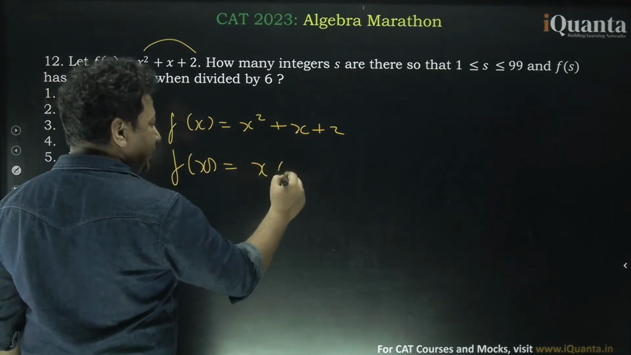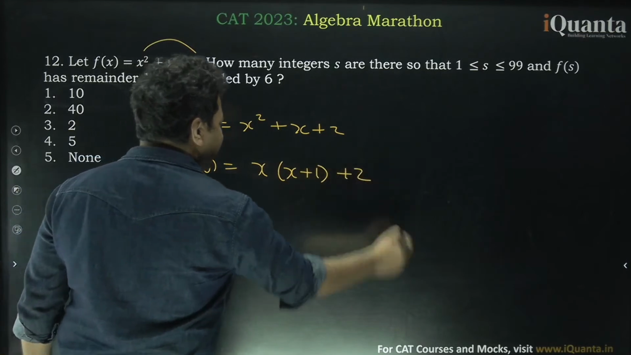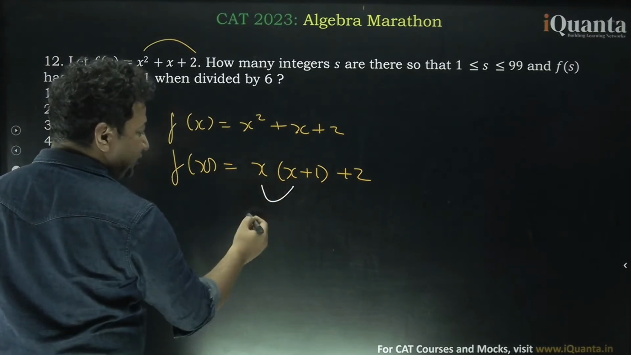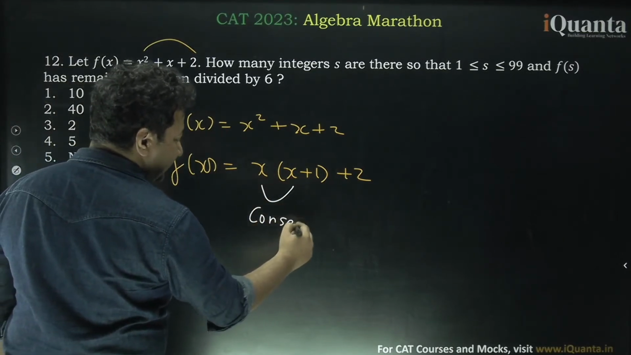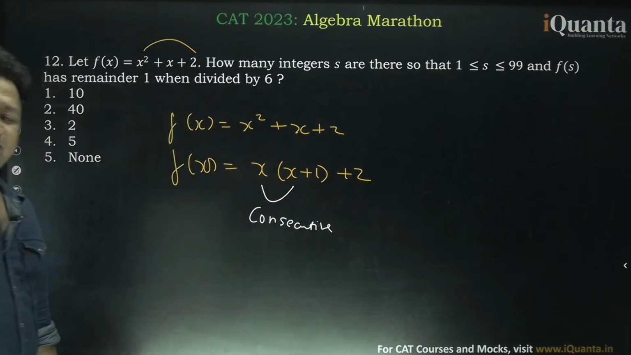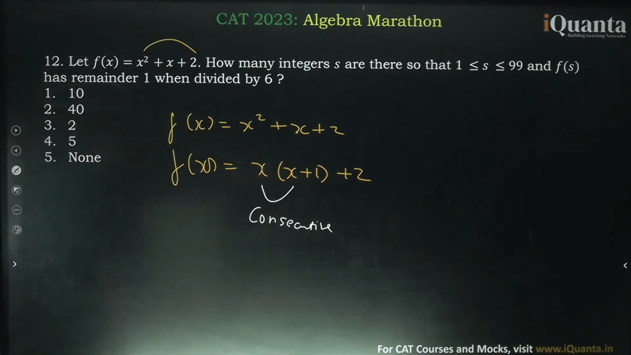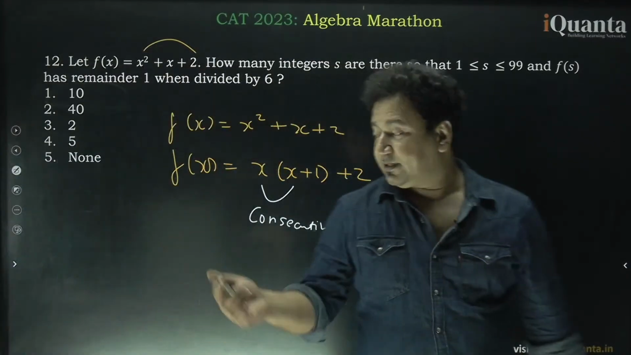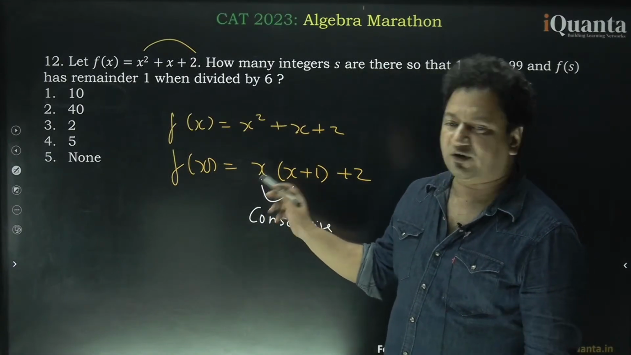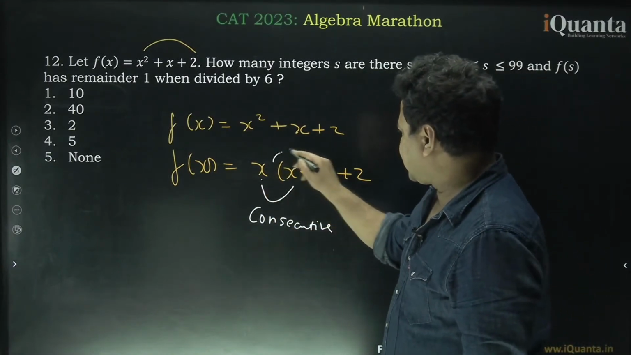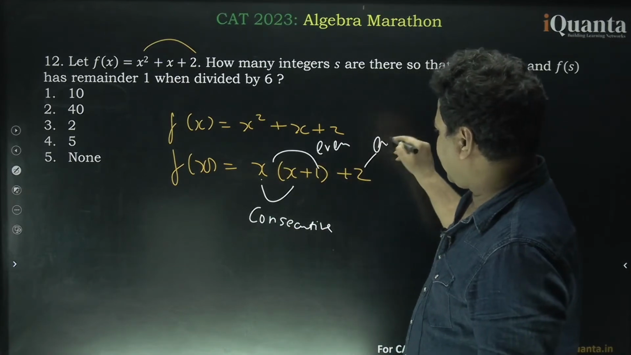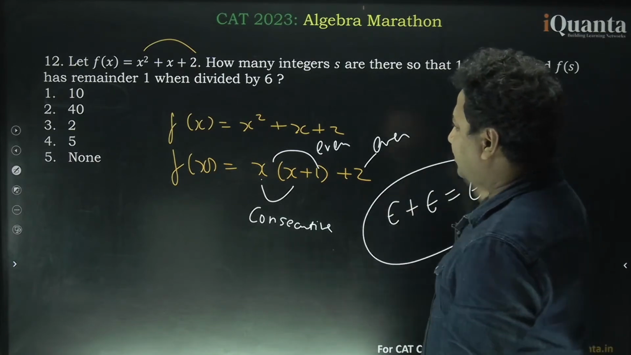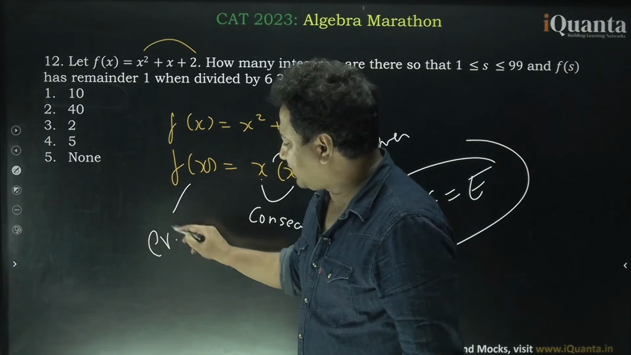I can take x common and I'll have x into x plus 1 plus 2. That is what I have now. Can I say that this is the product of consecutive terms, isn't it? Product of consecutive terms. So if you take any two consecutive terms, there will always be an even number. If first is even, second will be odd. If first is odd, second will be even. So it will always be even. This guy will always be even. This is also even. And even plus even is also always even. So this function is always even. It will always give a value that is even.